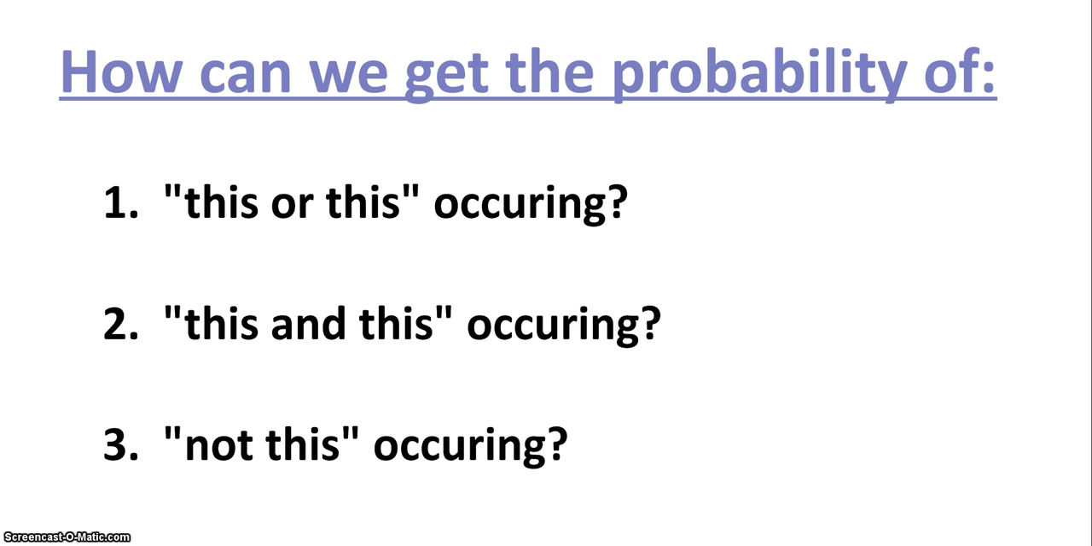Some questions that we're going to be asking ourselves throughout this video is, how do we write things like this or this? Like, what is the probability that I will flip a heads or flip a tails? Now what about and? What is the probability that I will draw a red card and a heart? Like in a deck of cards. And the third one, the key word is not. So what is the probability that I will not roll a 6? So we're going to be looking at these different things.